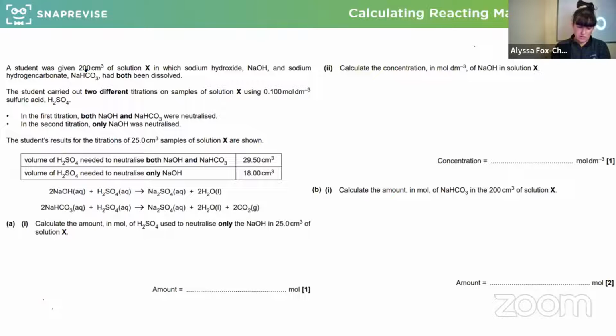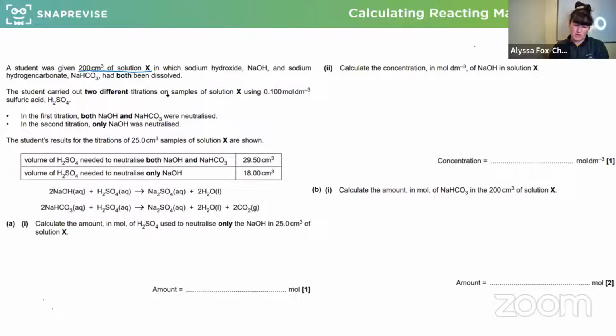So a student was given 200 centimeters cubed of solution X, in which NaOH and sodium hydrogen carbonate have both been dissolved. It's always a good idea to notice what words they put in bold in an exam question, because as an inside tip, that is usually where students have made errors in the past. So always double check what words they put in bold, because that's helping you to not make a mistake, and it's encouraging you to think in the right direction as well. So they've both been dissolved.